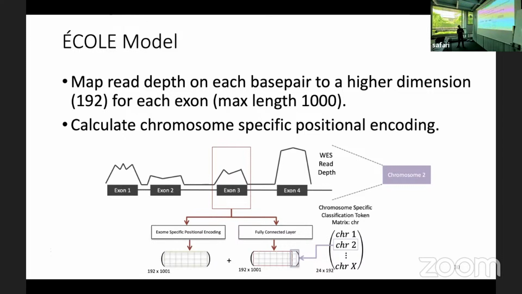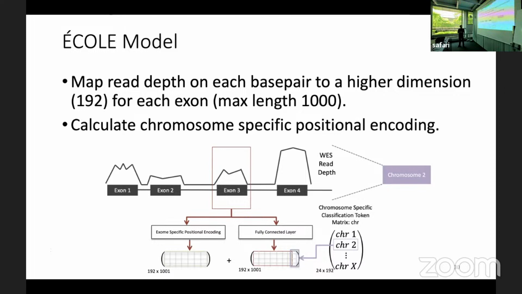We map the read depth over that region, which is a single number, into a higher dimensional vector, which is a hyperparameter, 192 in our case. We do this for every position in the exon, and at most we have 1,000, so our maximum length is 1,000 base pairs. So from each exon, we calculate a matrix, which is 192 by 1,000, using a fully connected layer. This is like a new kind of embedding, a transformed read depth signal.